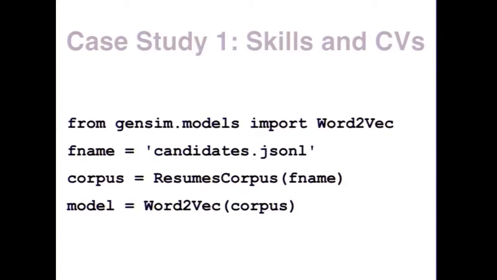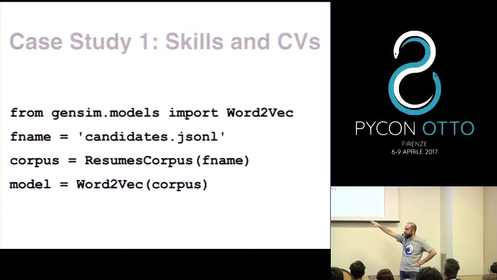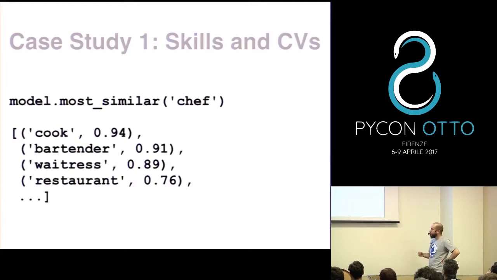And I'm hiding a lot of the details here on the last line. You can pass a few optional arguments to choose the number of dimensions that you want, to choose the size of your context, and a couple of other things, but from a distance, this is what it looks like. So you train your model, and then you can look up your terms. For example, given the word chef, we have a vector for chef, and here we see the vectors that are closer to chef. Chef is a cook, they're synonyms, so the two vectors are very similar.